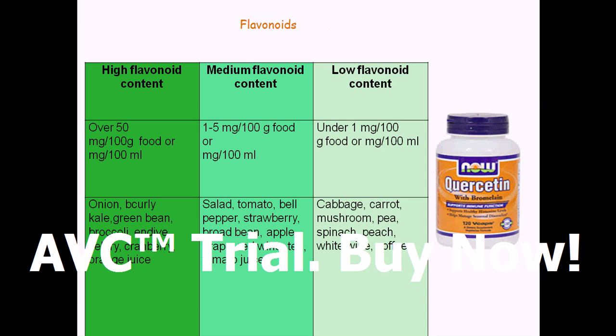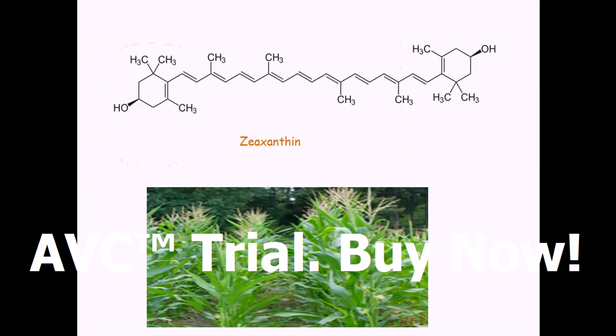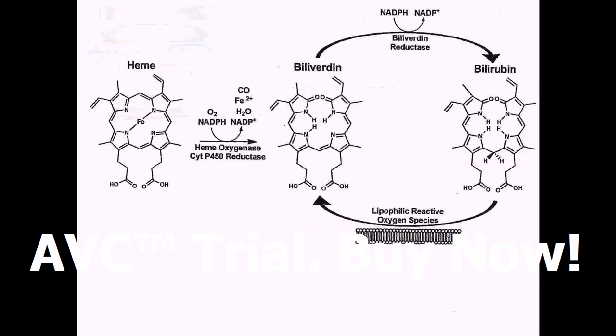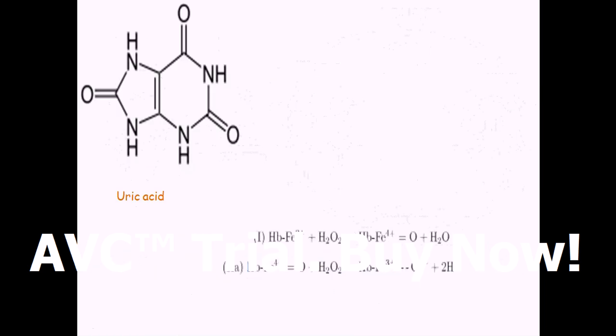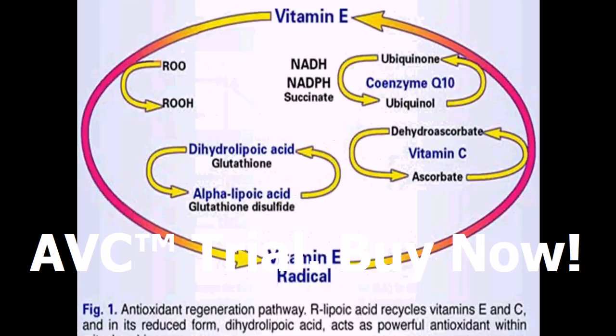So these are the main antioxidants, both endogenous, which means produced in the body, and exogenous, which means to be taken in the diet. Exogenous antioxidants include carotenoids, flavonoids, and phenolic compounds, and endogenous antioxidants include vitamin E, vitamin C, glutathione, ubiquinone, bilirubin, and dihydrolipoic acid.